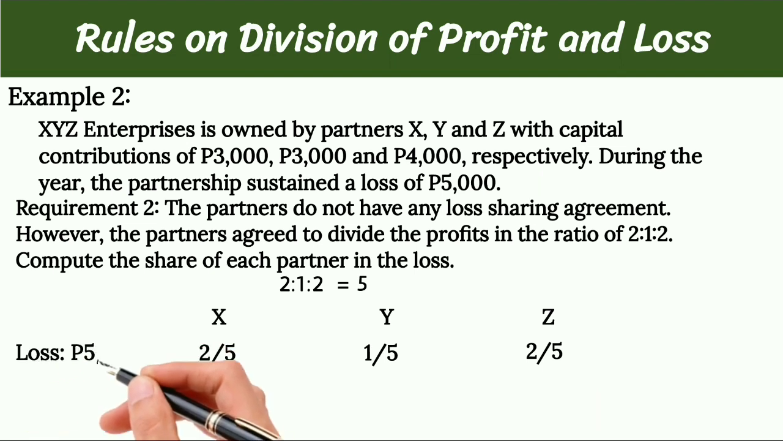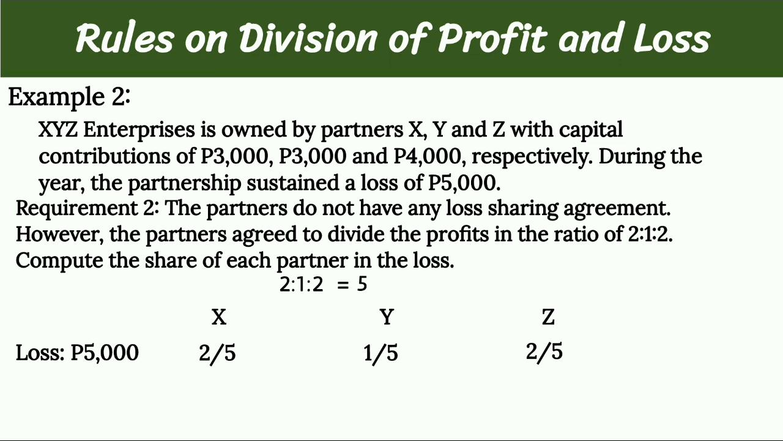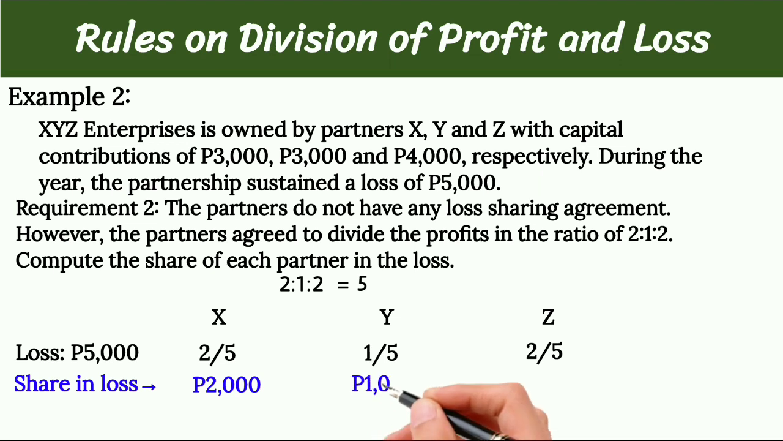Since ang loss ay 5,000 pesos, dyan natin imumultiply yung fractions to get the share of each partner in the loss. So for X, 5,000 pesos times 2 over 5, that is equal to 2,000 pesos. For Y, 5,000 pesos times 1 over 5, that is equal to 1,000 pesos. For Z, 5,000 pesos times 2 over 5, that is equal to 2,000 pesos. Therefore, ang share ni X sa loss ay 2,000 pesos, ang share ni Y sa loss ay 1,000 pesos, at ang share ni Z sa loss ay 2,000 pesos.